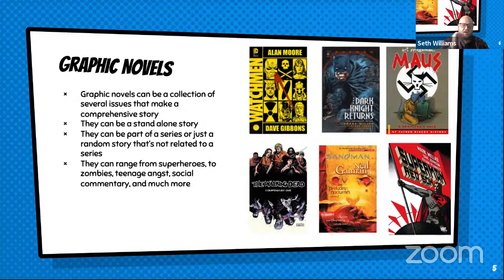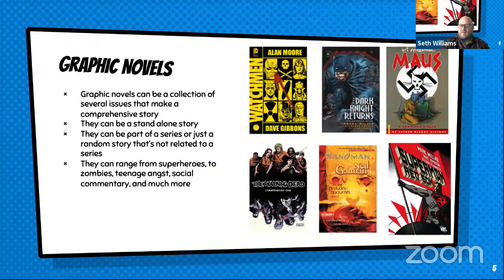So graphic novels, like I said, can be a collection of several issues. A lot of comics, like superhero comics, get released one issue at a time. Then maybe after a story arc is done, which is when a whole storyline is completely finished, they'll take all the issues and combine them into one graphic novel. Other ones, like if you look here, Watchmen, Maus, which we actually have at the school, was one of the things that I'm planning on teaching next spring, hopefully.